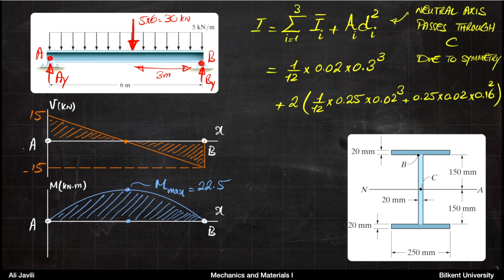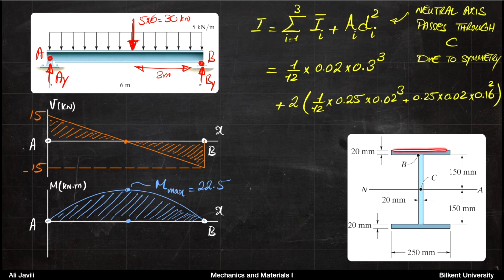And then for the two parts on top and the bottom, with respect to the neutral axis, which is at the middle, we will have exactly the same sort of contribution. So we do not need to calculate them separately. We just calculate the same thing and we multiply by a factor of 2.